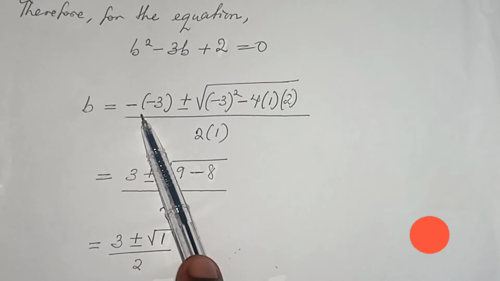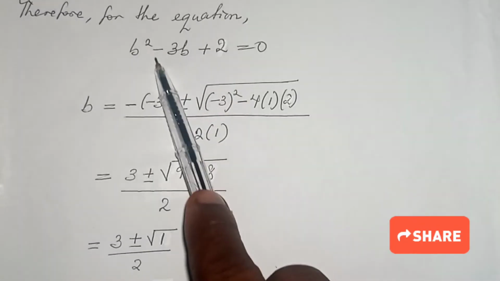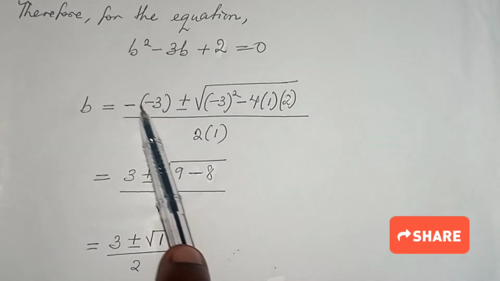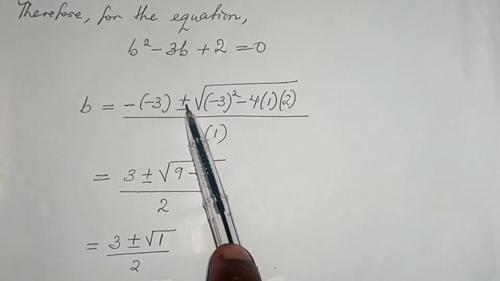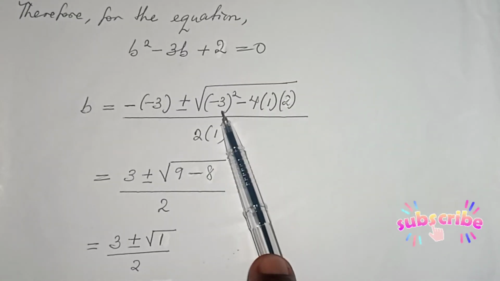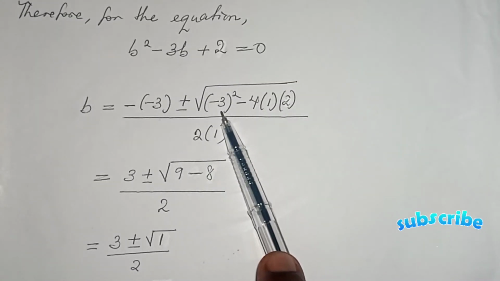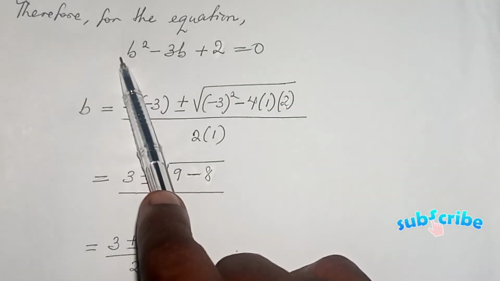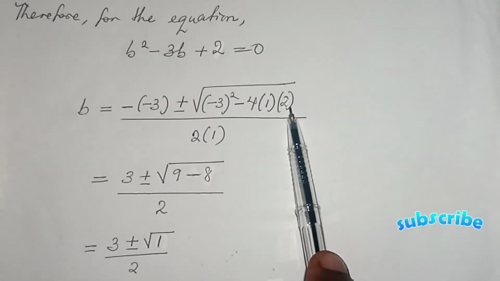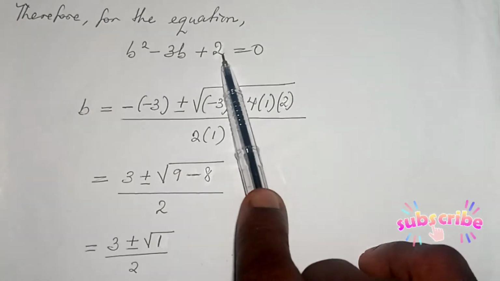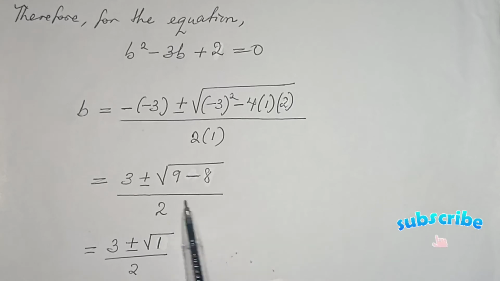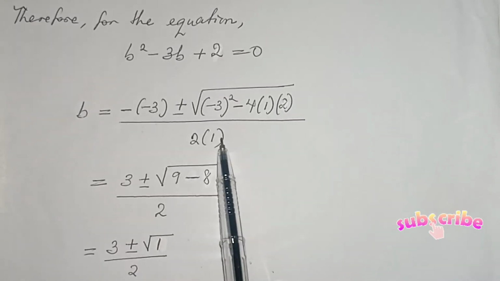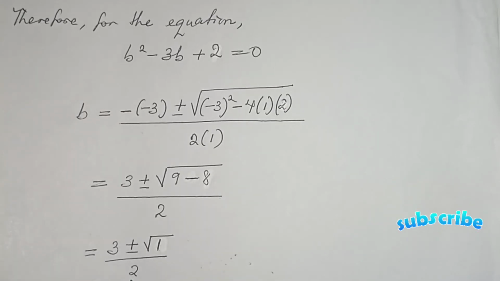So now, using that idea to solve this equation, b squared minus 3b plus 2 equals 0, gives us b equals minus, in bracket, minus 3. Now take note, the coefficient of b here in this case is minus 3. So minus times minus 3 will give you plus 3. Plus or minus square root of the coefficient of b, which is minus 3, all squared, minus 4 times your a, which is the coefficient of b squared here, and it is 1, multiplied by your c, the constant term, which is 2. That gives you 9 minus 8, and 9 minus 8 is 1, all over 2 times 1, which is 2.